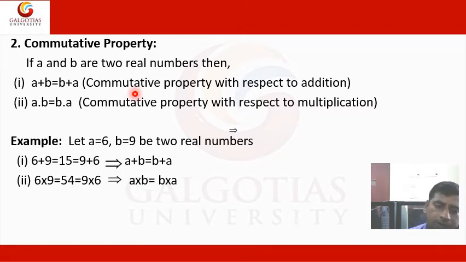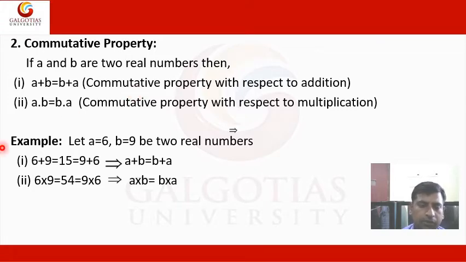Similarly, if a into b equal to b into a, if this property holds, then we say that commutative property holds with respect to multiplication. That means if we change the order of numbers, then multiplication will not be changed. So then we say that the commutative property holds with respect to multiplication.